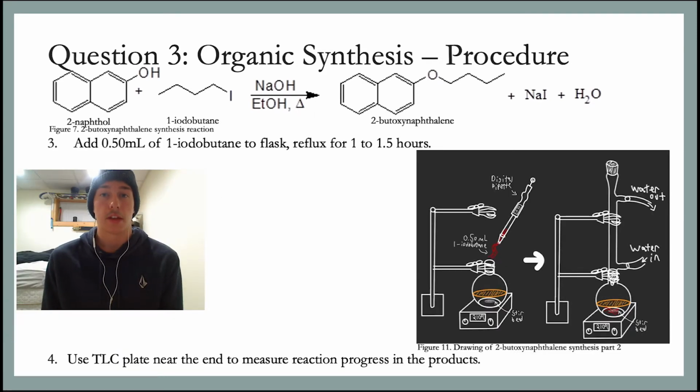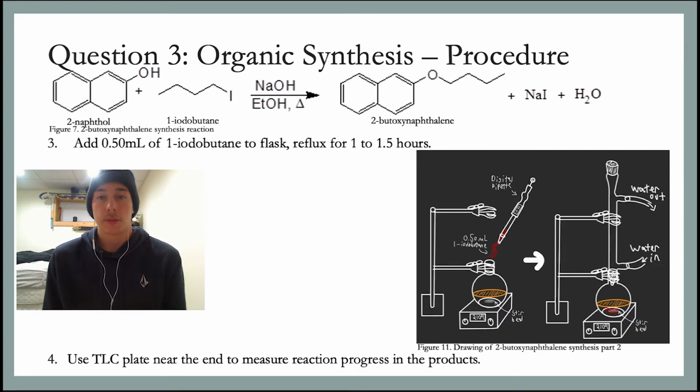So the next step after that, you disconnect the condenser temporarily, and using a digital pipette, you measure exactly 0.50 milliliters or 500 microliters of 1-iodobutane, and you add it to the flask. Then you reattach the condenser and allow the reaction to reflux for about an hour to an hour and a half. And I've included a diagram there showing the process of the addition of the 1-iodobutane.